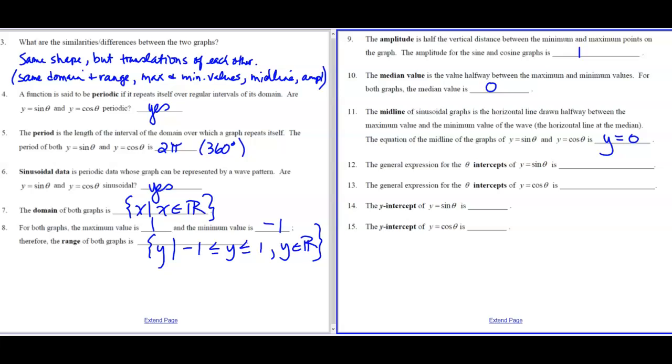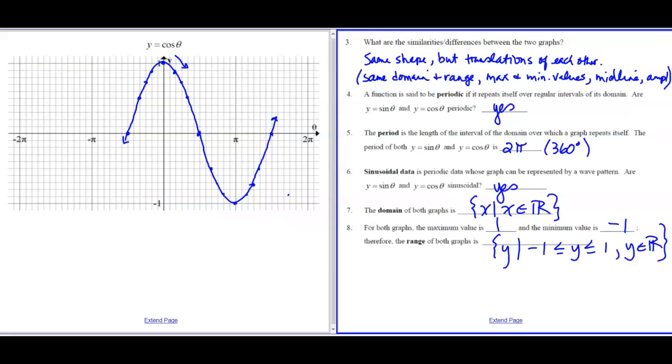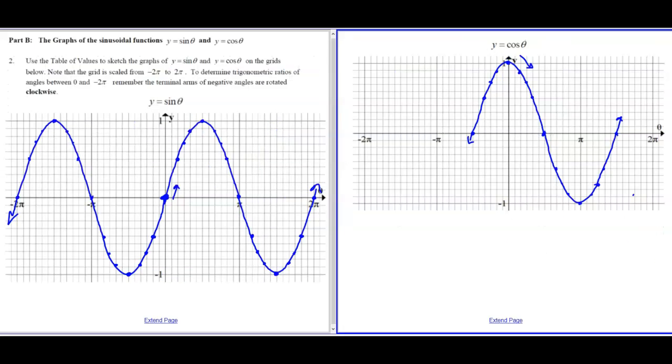Okay, so now let's go back to look at our sine graph. It says the general expression for the theta intercepts. So theta will equal, so what are those intercepts? Okay, so here's sine. So where are they? -2 pi, -pi, 0, pi, 2 pi. What do you think the next one is? 3 pi, 4 pi.